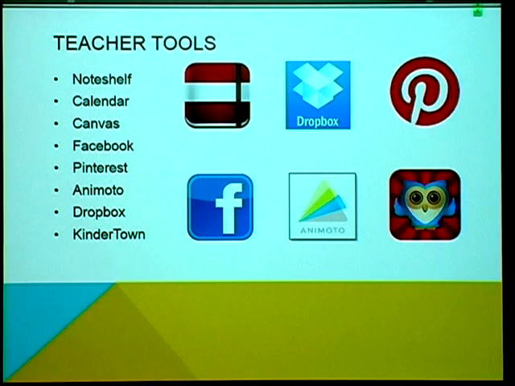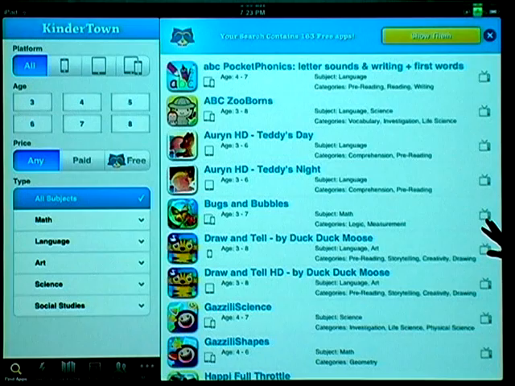Kindertown is like a search engine for apps for early childhood. I think I've got a screenshot of it. You can decide what kind of device you have, pick the age group of child that you're working with, whether or not you want to pay for it, and of course we didn't, and what area you wanted to target, and it would find apps for you. My students use this a lot to find apps that may go along with a specific theme they were doing or a specific domain they were working in.